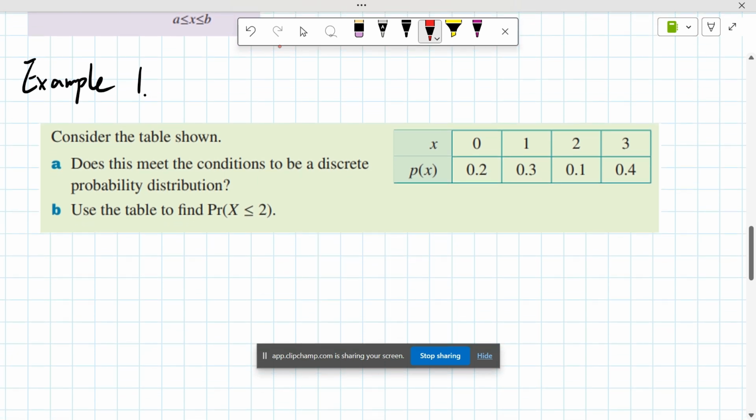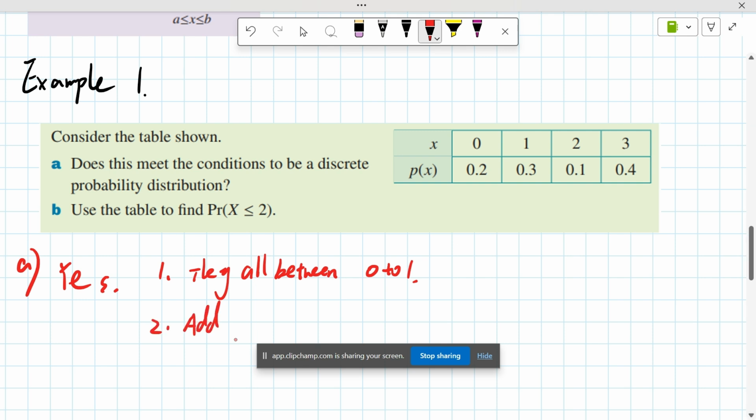So let's have a look at the first question. You can say the sum of them is equal to 1. Perfect. Does this meet the conditions? Yes, they do. First, they are all between 0 and 1. And secondly, adding all the values will be 1.